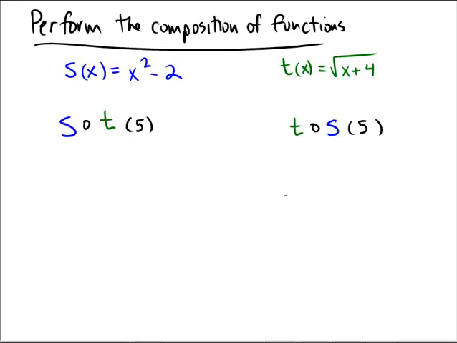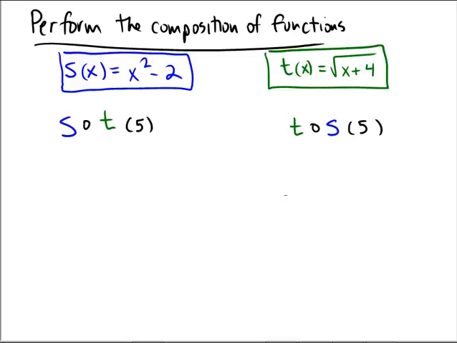operation that doesn't work with numbers, that isn't an operation on numbers, but is reserved for just functions. So on the left we have an s of x function called x squared minus 2, and on the right we have a t of x function called radical x plus 4. This operation called composition is like, think of it as machines working in parallel. So we have an input that goes into one machine, and then that input goes into the next machine.